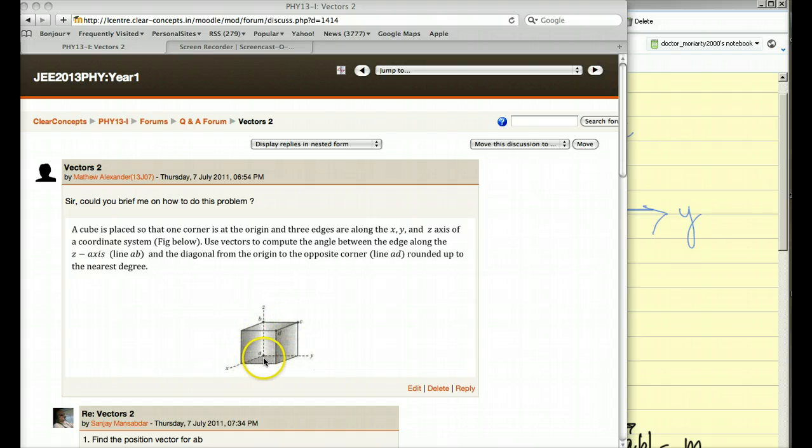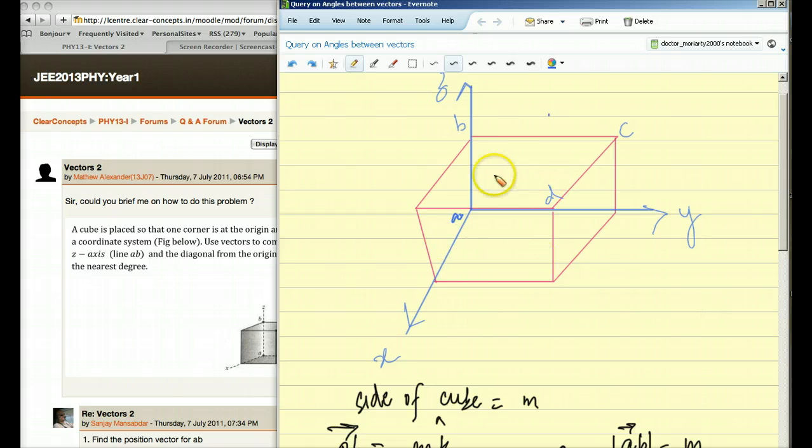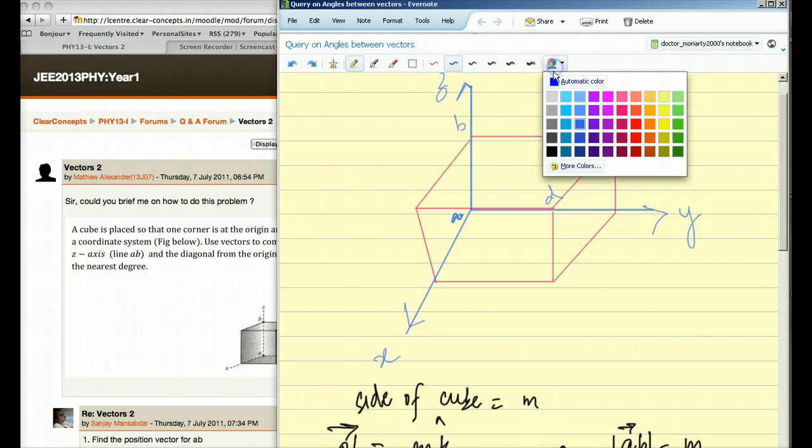You've been asked to use vectors to compute the angle between AB, which is along the z axis, and AD, which is the longest diagonal in the cube. Okay, so how do we go about this? So here's a representation of the cube. I'm assuming that the cube is of side M.